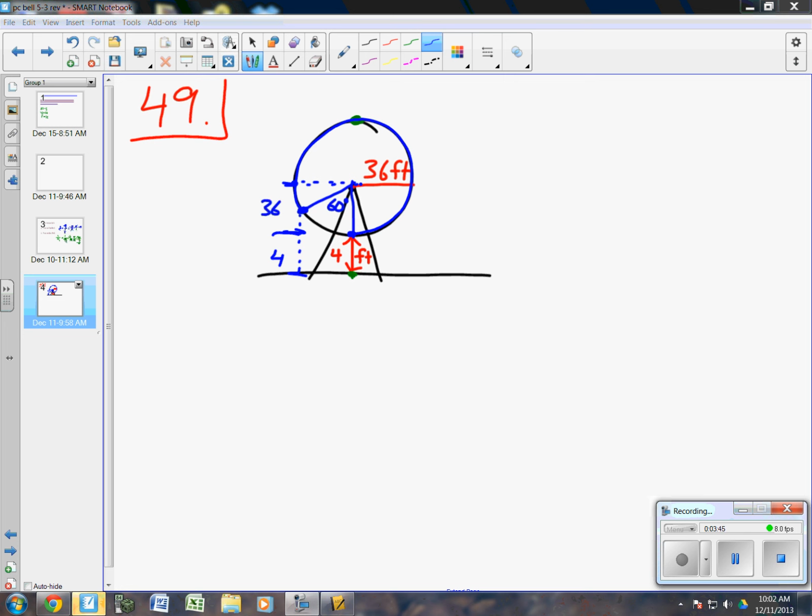So we could figure out the angle. We could draw a line up here. We could make our right triangle right there, right? How much would this angle be right here? What would this reference angle be right here? 30 degrees, yeah. That's 30 degrees, right? Yeah. And we know the radius is 36.